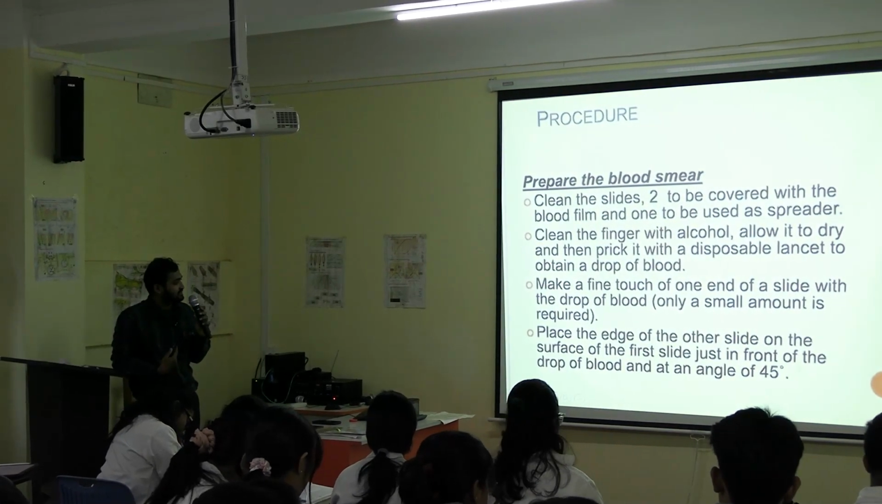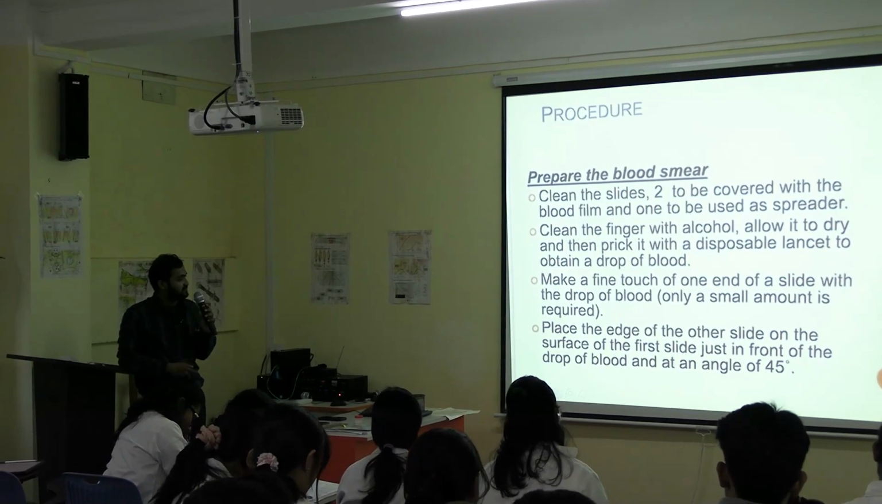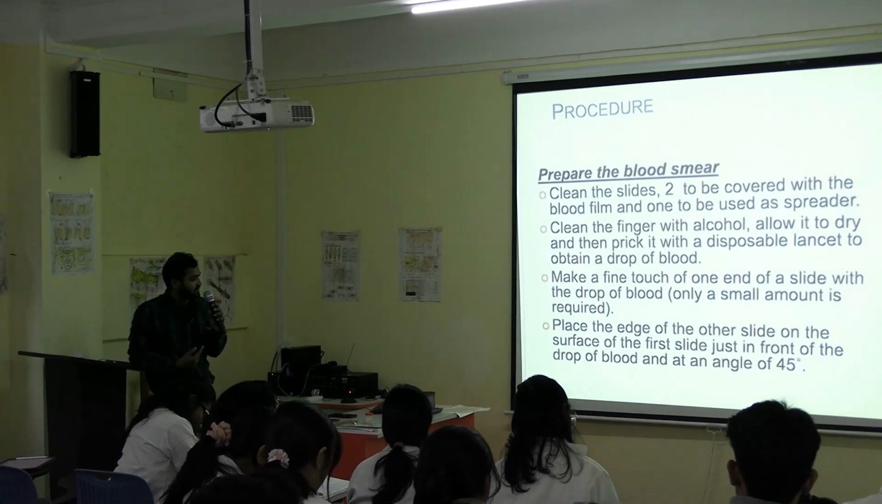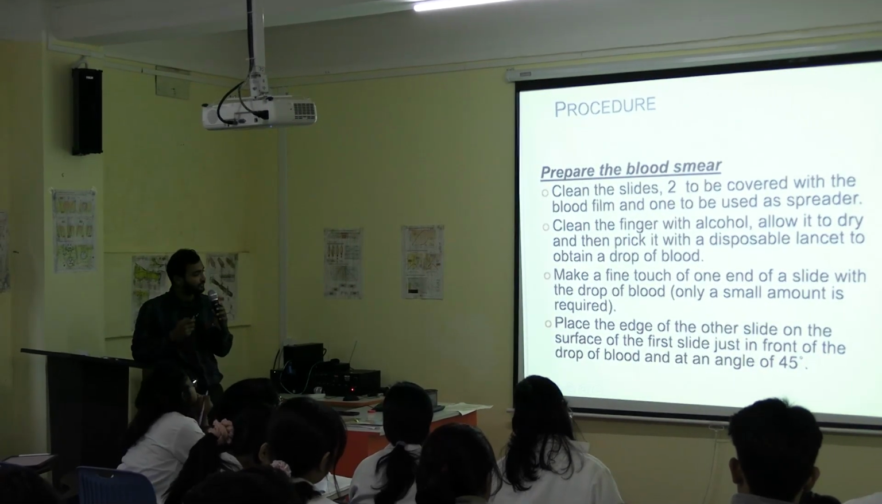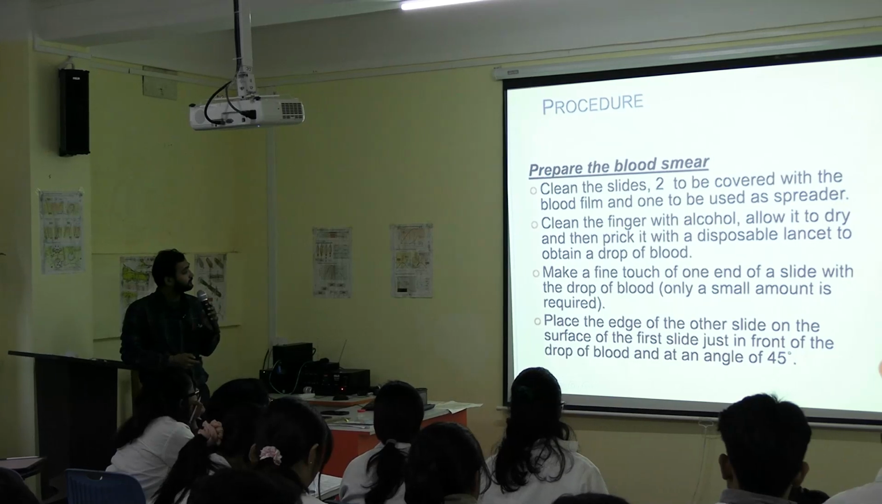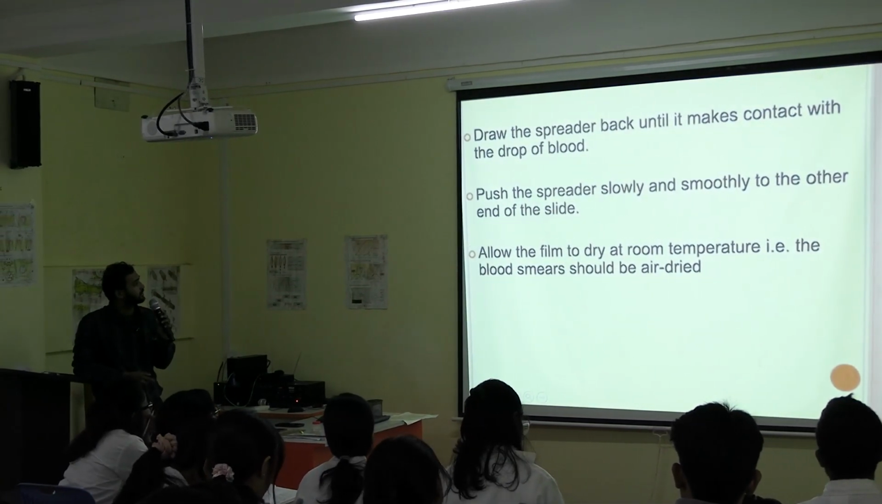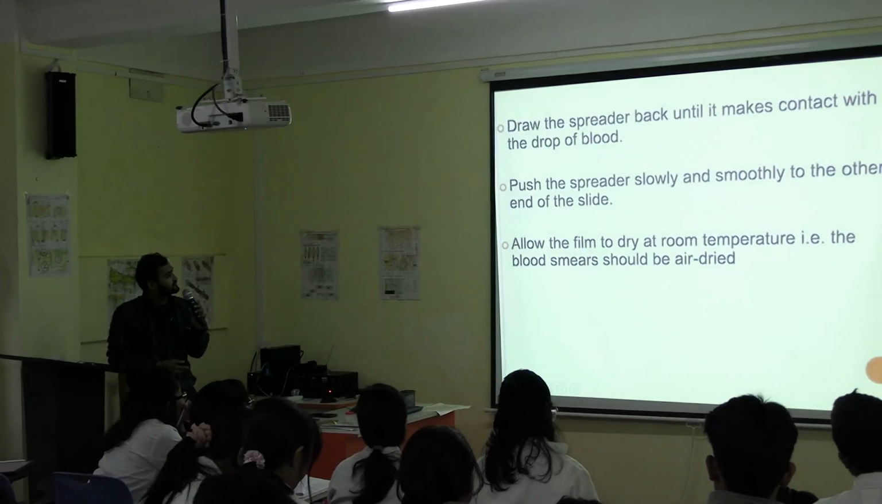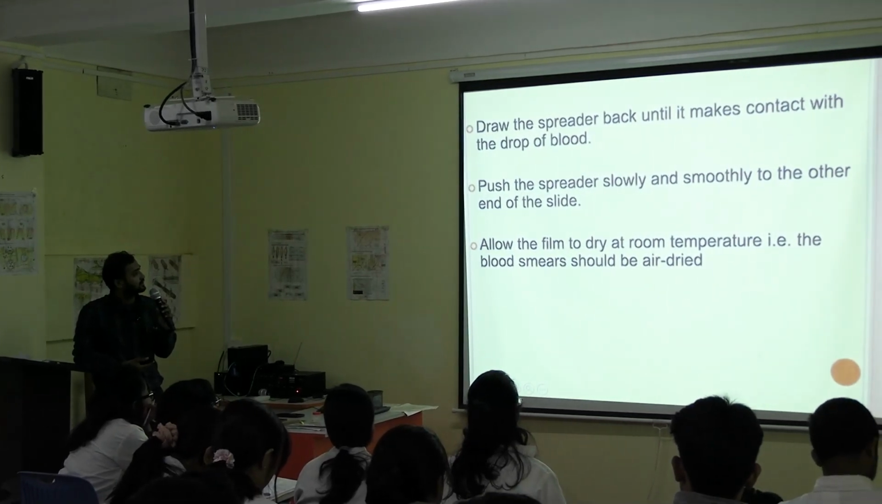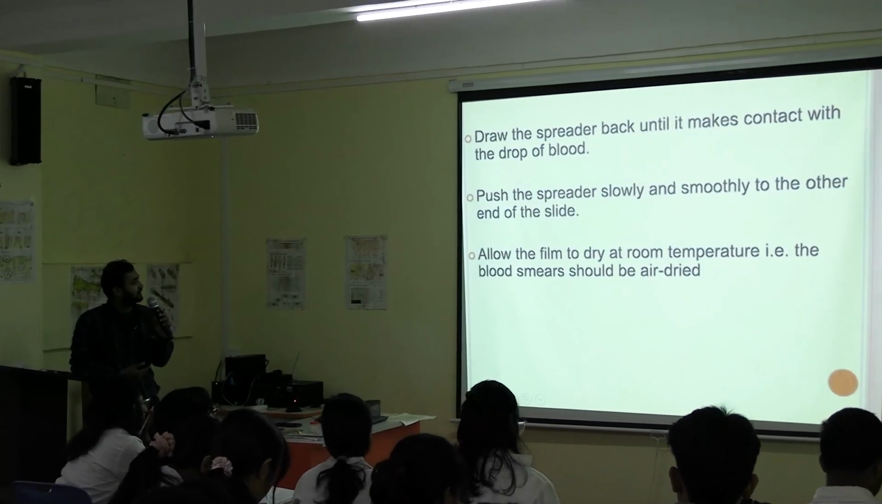Then place the edge of the other slide on the surface of the first slide, just in front of the drop, at an angle of 45 degrees. Draw the spreader back until it comes in contact with the blood drop, and push the spreader slowly and smoothly to the other end of the slide.